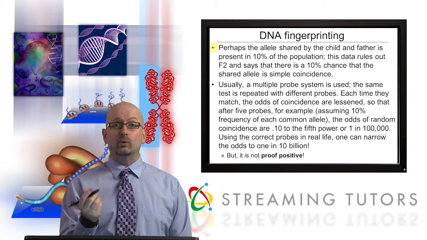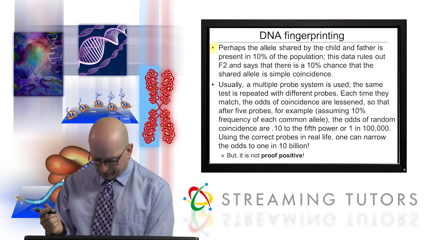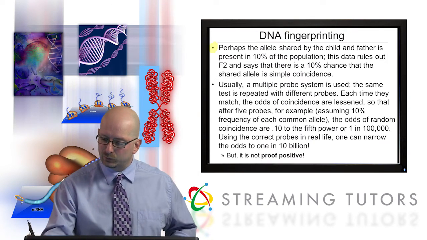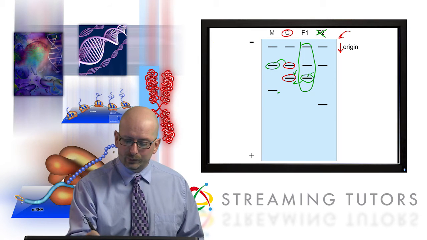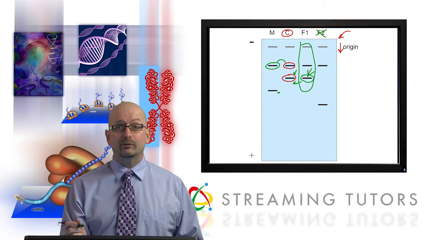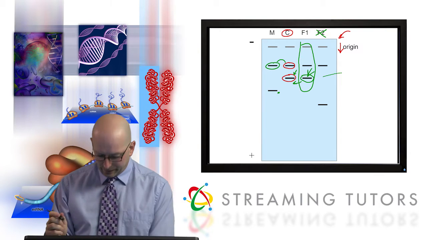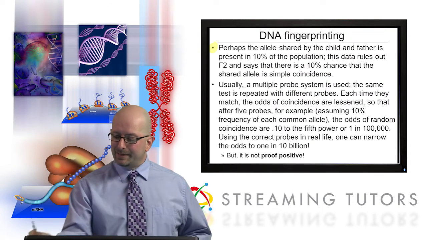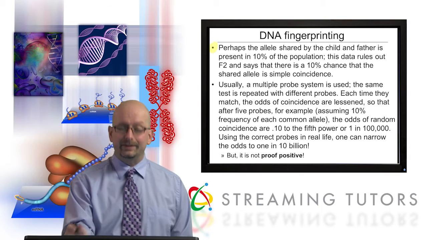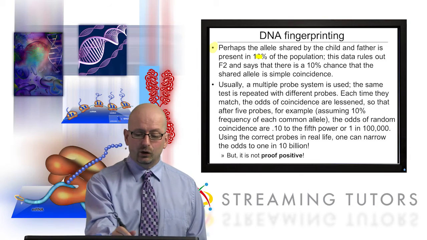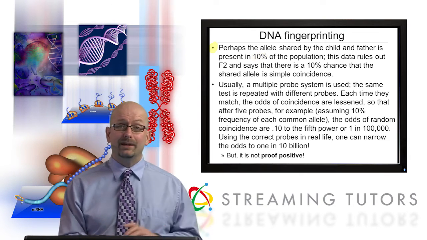Let's say the allele that we're looking for in this diagram here, this one, is the one we need to know. Somehow the child got that from some father, right? We have one potential guy here who could have done it. But maybe that allele is shared by the child and the father, and could be present in like 10% of the population.